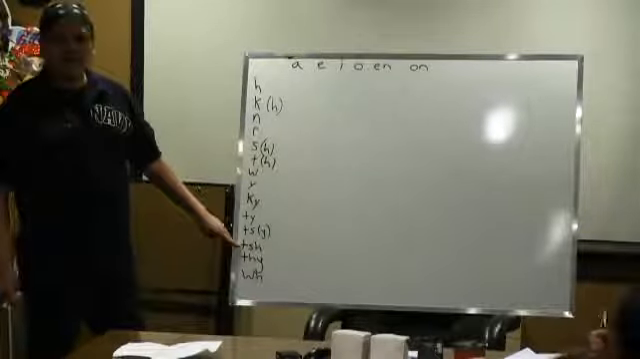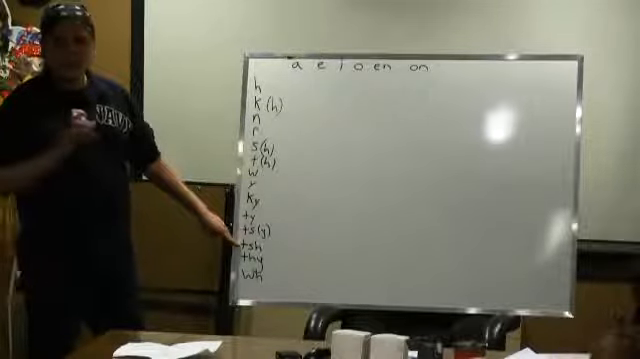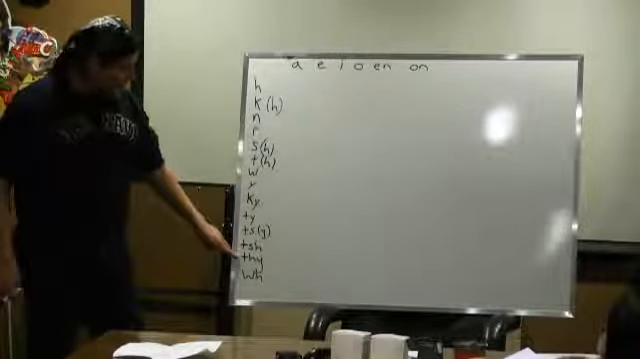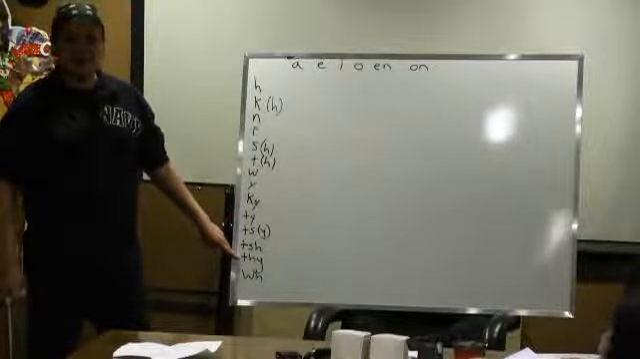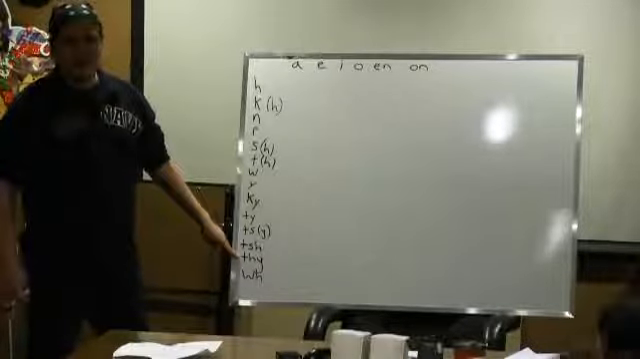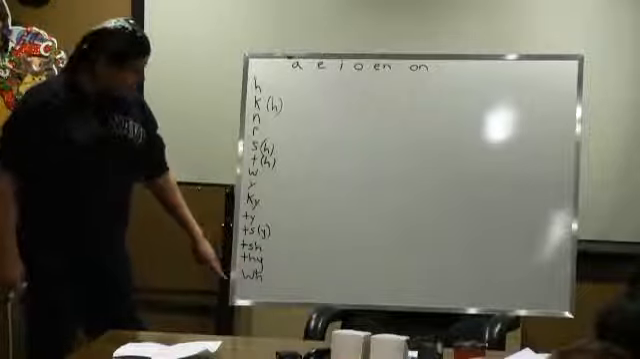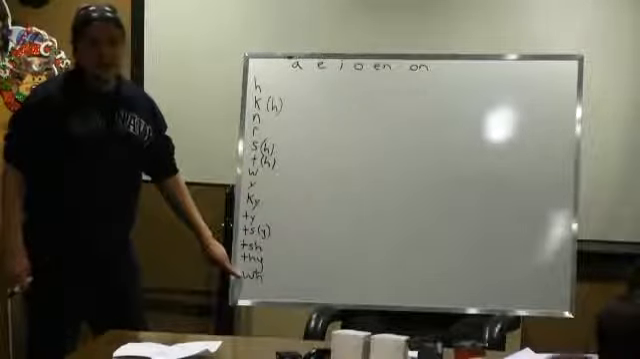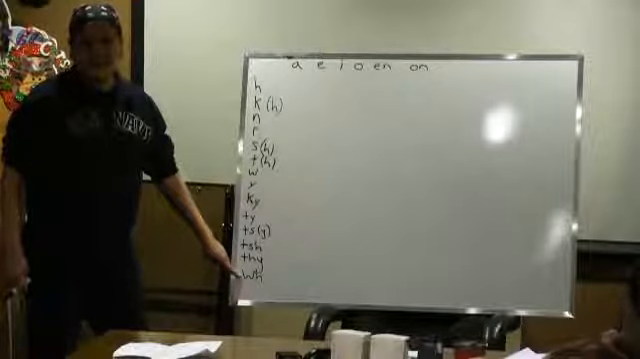TSH sounds like tsa. So you pronounce the T, the S, and the H, tsa. THY sounds like a CH. It'll sound like cha. And WH sounds like F.